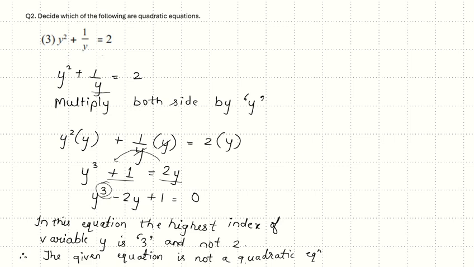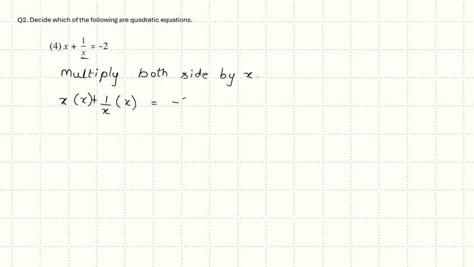Let's move on to the next equation. The given equation is x plus 1 upon x is equal to minus 2. To arrange it in standard or general form, we will first multiply the given equation by x. Why will we multiply the given equation by x? Because we need to remove this x from the denominator. Multiply both sides of the equation by x. So x into x plus 1 upon x into x is equal to minus 2 into x. What do we get on solving? x into x is x squared, plus 1 upon x into x is 1, is equal to minus 2 into x, which is minus 2x.